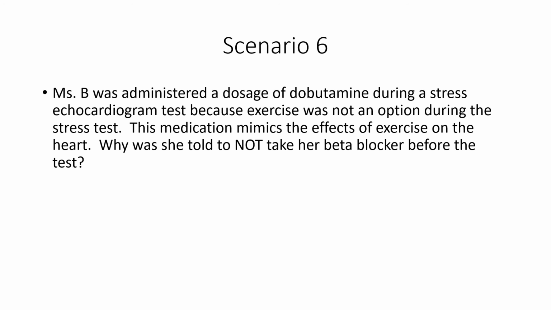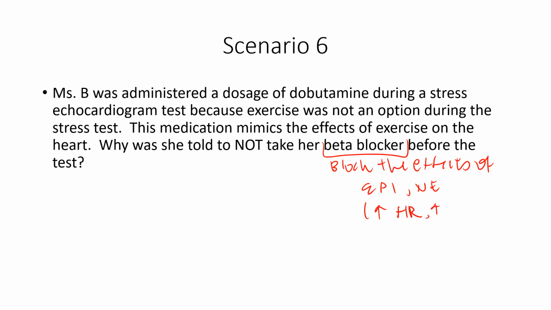So first of all, let's talk about beta blockers. Beta blockers are drugs that block the effects of what? Epinephrine and norepinephrine. Okay, and what do epinephrine and norepinephrine do? It is their job to work for the sympathetic nervous system, and they'll increase heart rate, and of course they do blood pressure too. Okay, so this particular drug that she was given during a stress test would combat or contradict the beta blocker's job here. So she was told not to take her beta blocker because it would block the effects of epinephrine and norepinephrine.